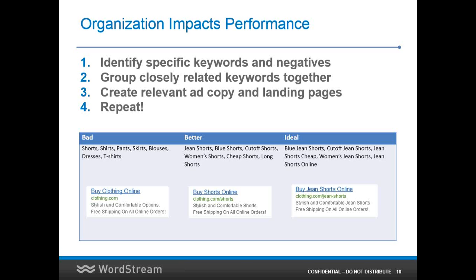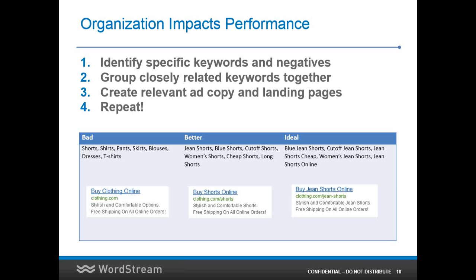Check out this example down at the bottom. You'll see that the first ad group contains really generic clothing-related items. So we're forced to pair it with generic ad text. And quite frankly, if I was looking for something specific online, like a blouse or a dress, I don't think I would click on an ad that says buy clothing online.